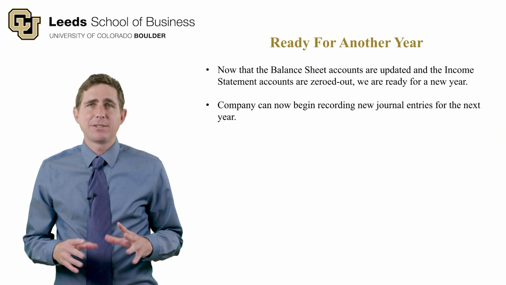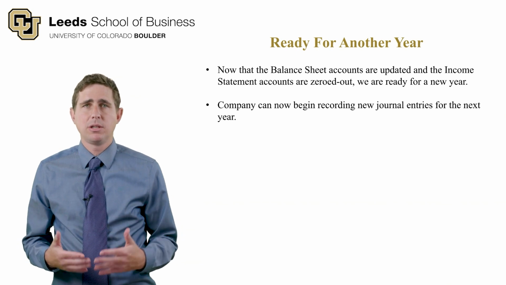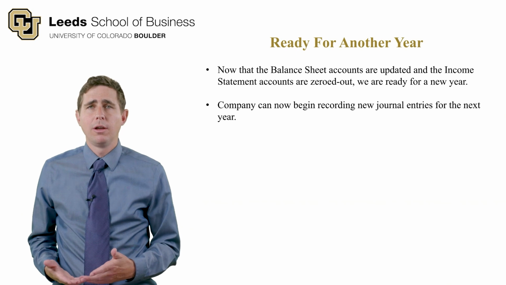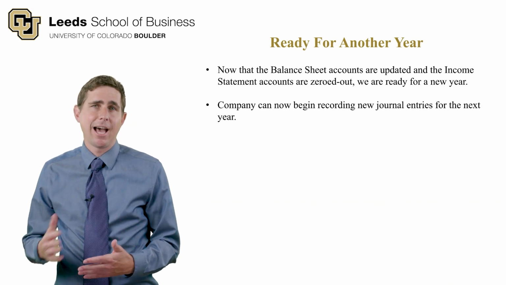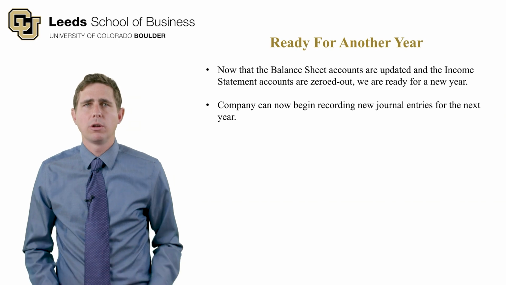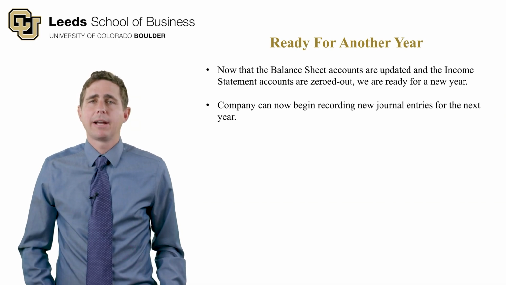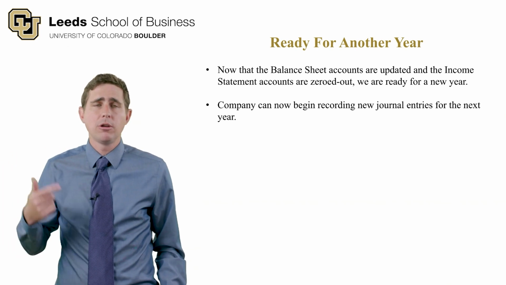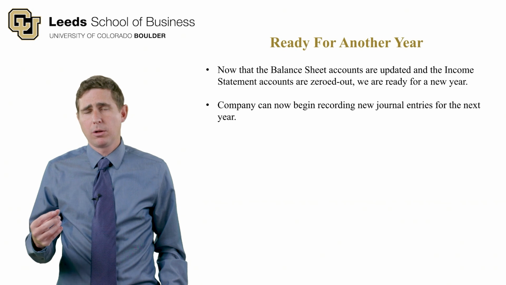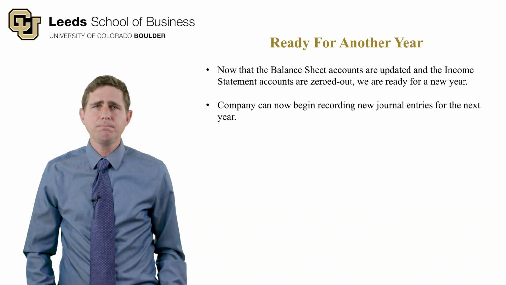The balance sheet accounts are updated, so retained earnings is updated. All of the different accounts in the balance sheet are updated. Income statement accounts are zeroed out, and we're ready for a new year of hopefully lots of revenue and not too many expenses to be recorded in the next year. We can begin recording new journal entries for the following year. And that's what accountants are doing. In all these corporations, accountants are doing this year after year after year. They open a new year, they record journal entries, they report their financial statements, and they close out the journal entries for a new year.